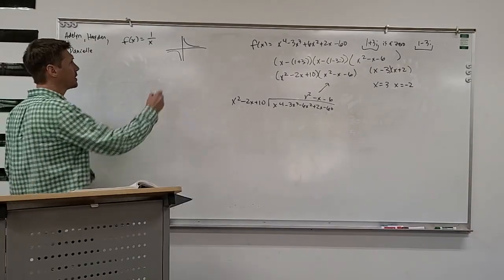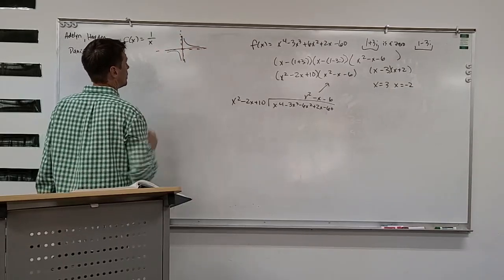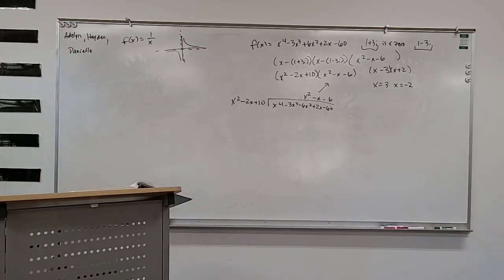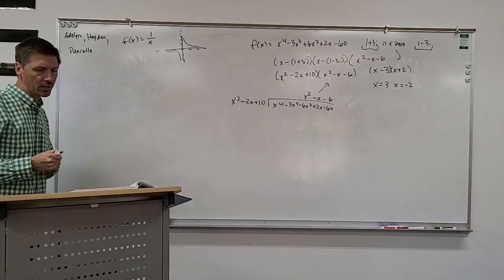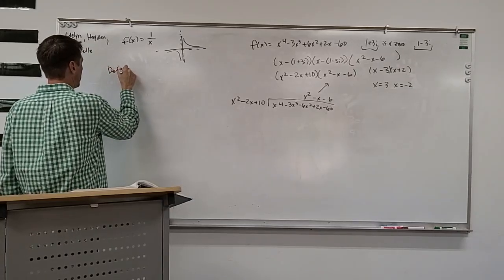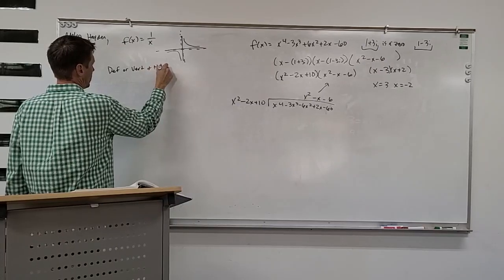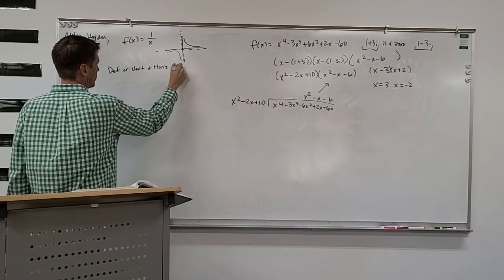And so what we call these lines here are asymptotes. So it's an imaginary line there in the graph that the values are approaching, but they never actually cross. Okay? So I want to define that for you. The definition of vertical and horizontal asymptotes.